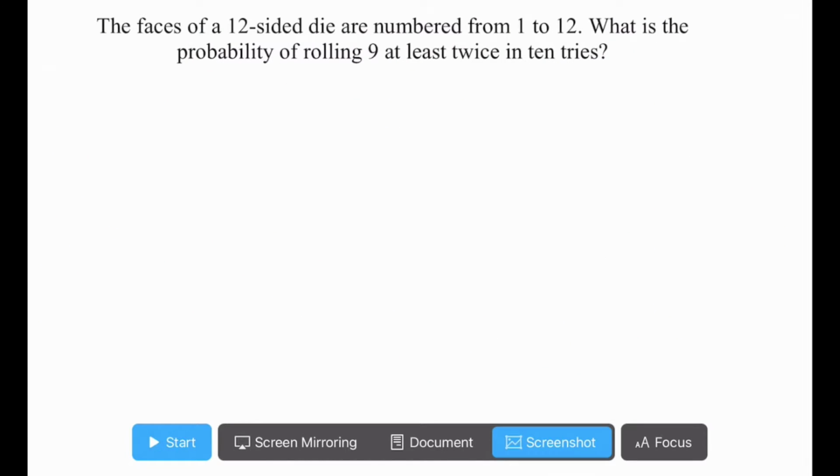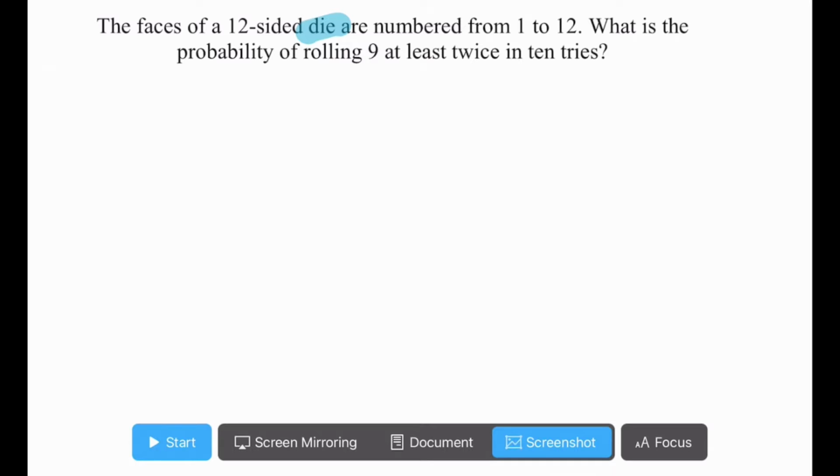Let's take a look at our next question. The faces of a 12-sided die are numbered from 1 to 12. What is the probability of rolling 9 at least twice in 10 tries? Now, we're going to look at this problem, and the first thing we're going to notice is that we're talking about a die, and we know that when we roll a die, the chances of landing on any given value are equal. The probability of getting a 1 is equal to the probability of getting a 2 or a 3 or a 4 and whatever else.